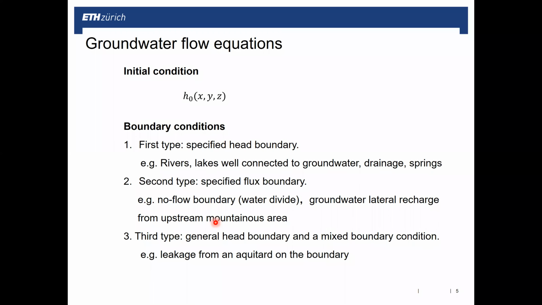And the second type is the specified flux boundary condition. This is like a water divide, where there's no flow in the model, and all the groundwater lateral recharge from the mountainous area. And the third type is the general head boundary condition. It is a mixed boundary condition of the first two. An example is the leakage from an aquitard on the model boundary.